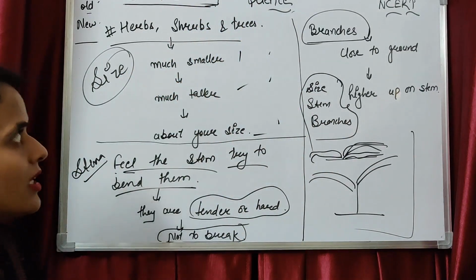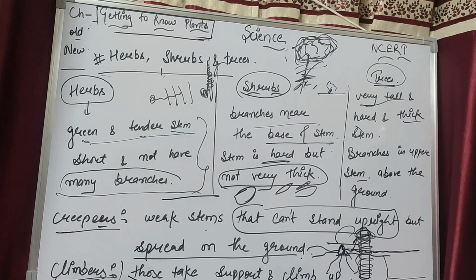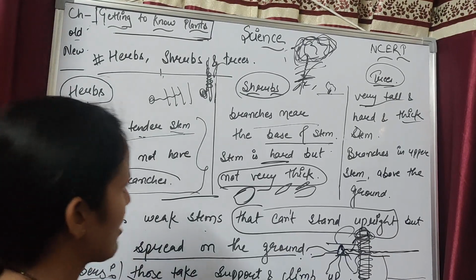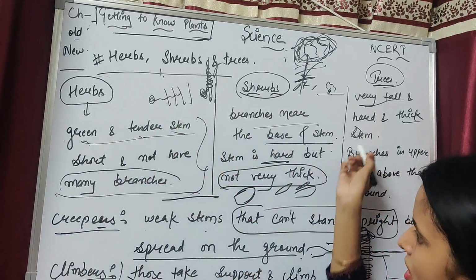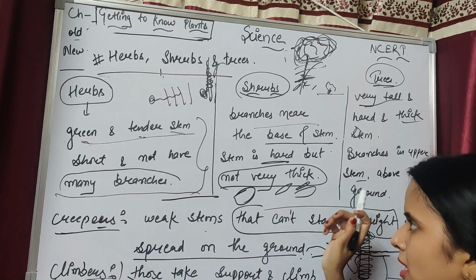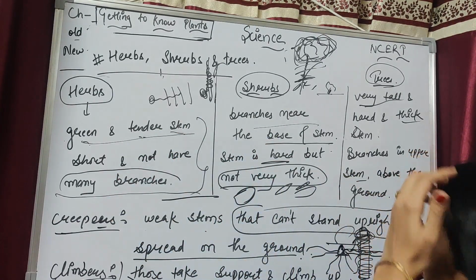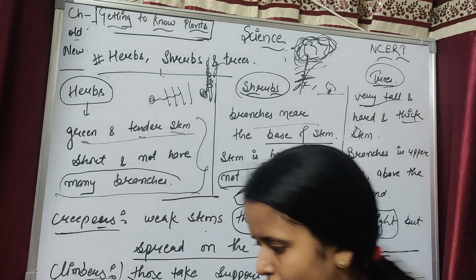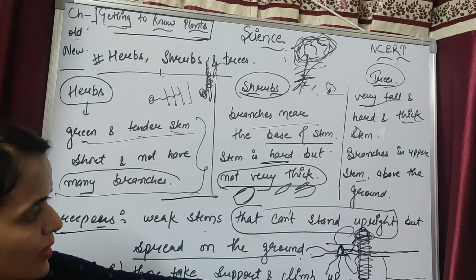Clear? Now I will come to the main definition of the herb, shrubs and tree. Up to here I have discussed 5 different types of plants. All things are clear to all of you? Herbs, shrubs, trees, creepers, climbers. They have green and tender stems, branches near the base of the stem, very hard, thick stem. Whatever the classification of these all, you have to remember the classification of these 5 types of plants.